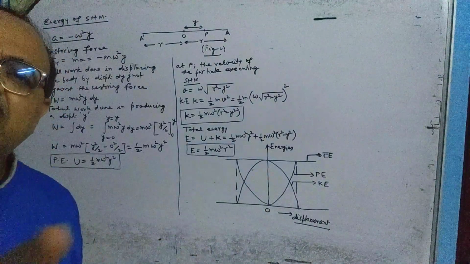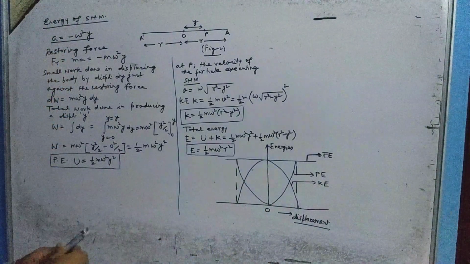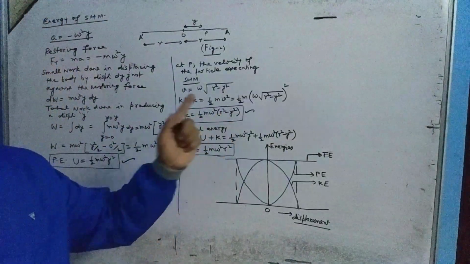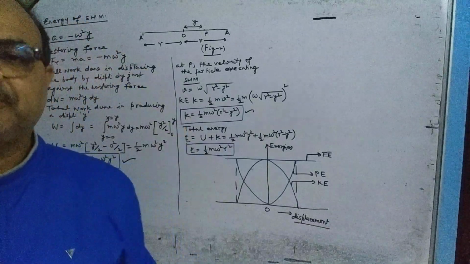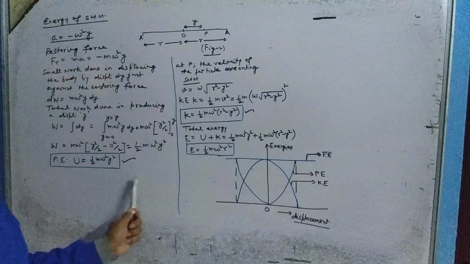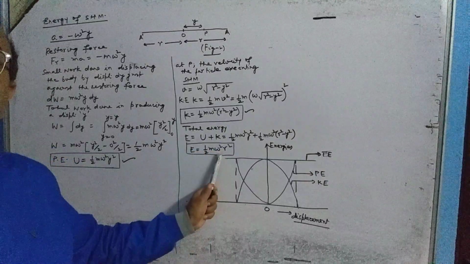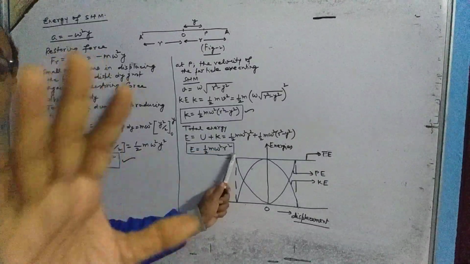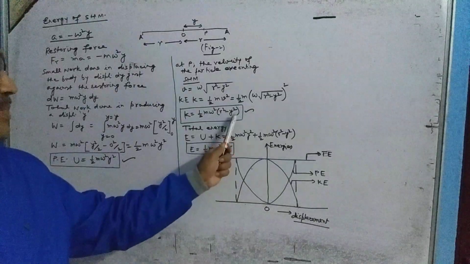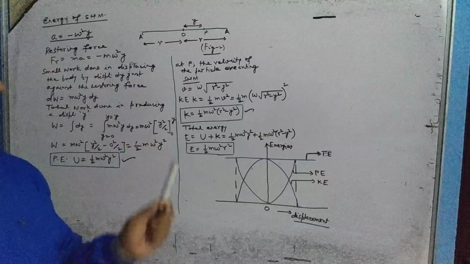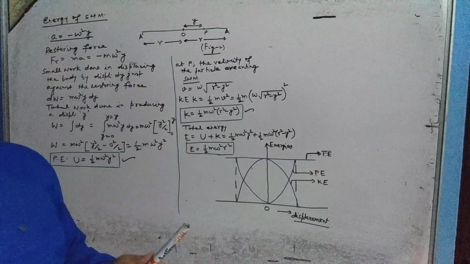These two graphs are parabolic in nature because this equation and this equation both are representing the equations of parabola. This cannot represent the equation of parabola because there is no variable in this. All are constants. But here and here, y is the variable. As y changes, K and U both will be changing.